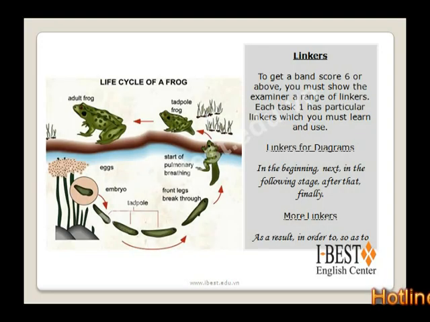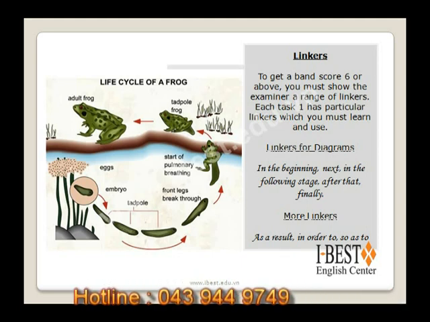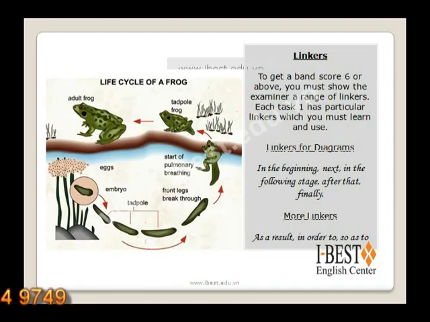Now let's look at linkers. To get a band score 6 or above, you need to show the examiner a range of linkers. You've got to remember that each type of Task 1 has different linkers, so you need to know which linkers to use for which task.